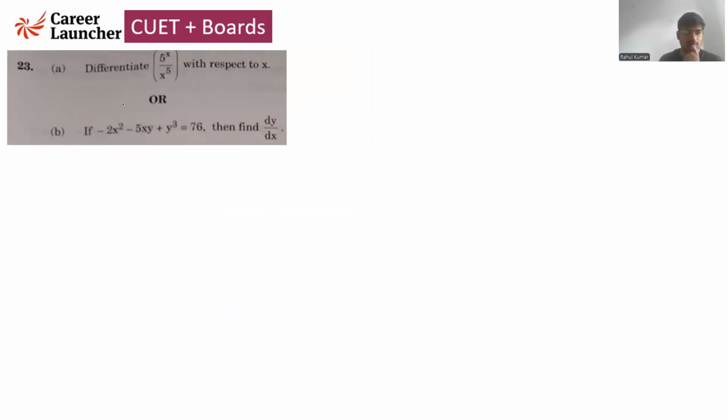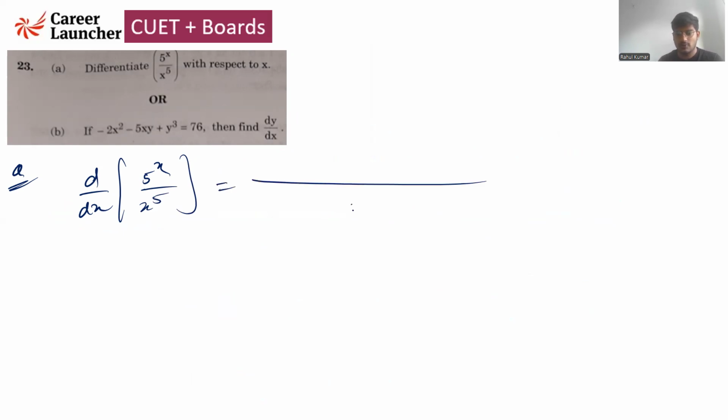Now, the next problem is, let's solve the A part first. You need to differentiate this part. How can you differentiate this function, 5 to the power x divided by x to the power 5? The technique is simple. Use the quotient rule. Denominator x to the power 5 whole squared, write x to the power 5 as it is. Differentiate 5 to the power x, which is 5 to the power x log 5, minus write 5 to the power x and differentiate x to the power 5, which is 5 into x to the power 4.